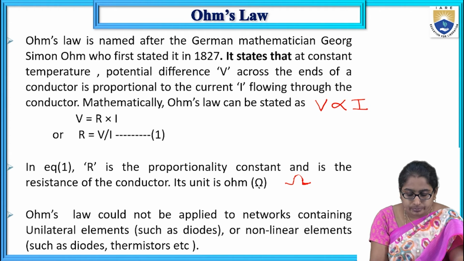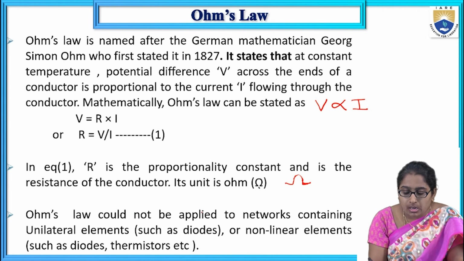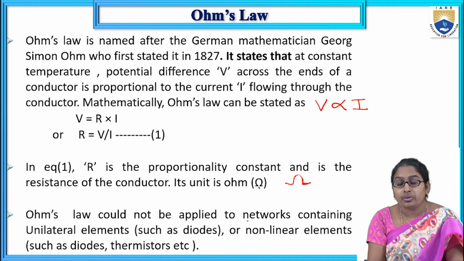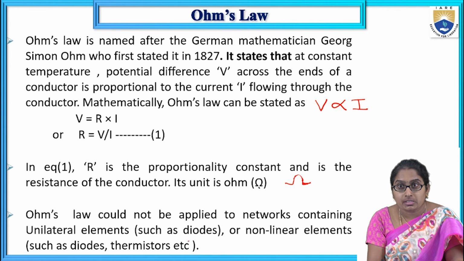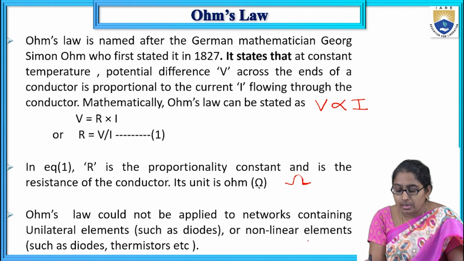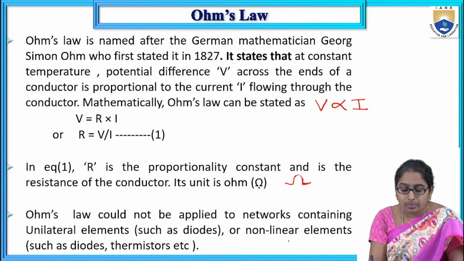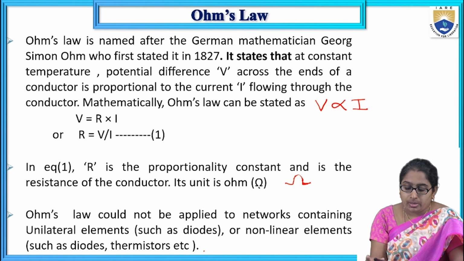Now, there are certain limitations for Ohm's law. Ohm's law cannot be applied to networks containing unilateral elements, for example diodes, and non-linear elements also. What are non-linear elements? Again, diodes, light dependent resistors, thermistors. These are the limitations of Ohm's law.